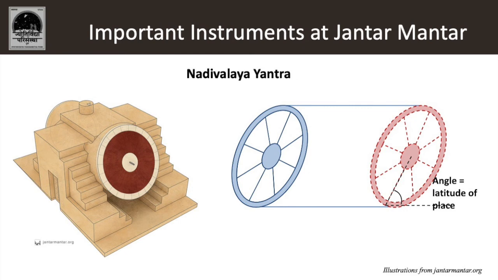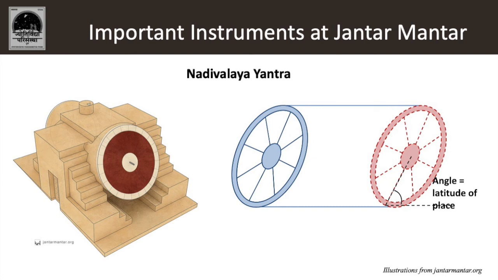Okay, and this half of the instrument can only work for 6 months. For the rest of the 6 months, this half won't work. So you will have to move to the other half of the instrument, which is on that side. That is because of Uttarayan and Dakshinayan. Because the sun doesn't always exactly rise at east and set at west.